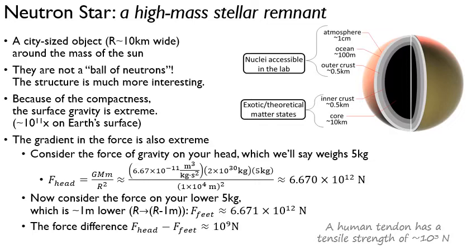Okay? A human tendon snaps at 1,000 newtons. So this thing would snap you in two, and it would spaghettify you if you were on the surface of a neutron star. You may have heard of spaghettification before for black holes. You don't need a black hole. A neutron star is good enough to get the job done.